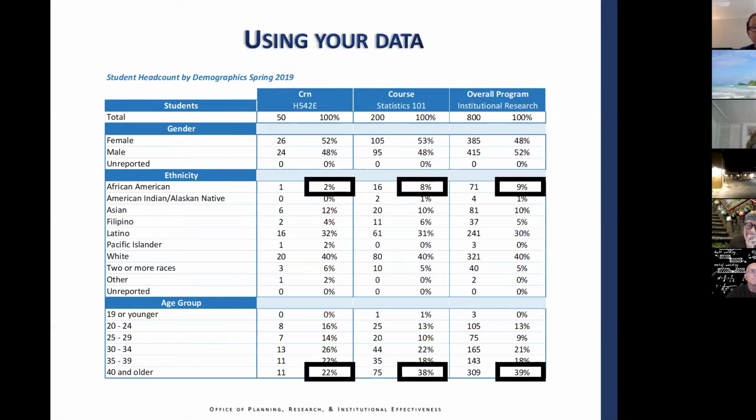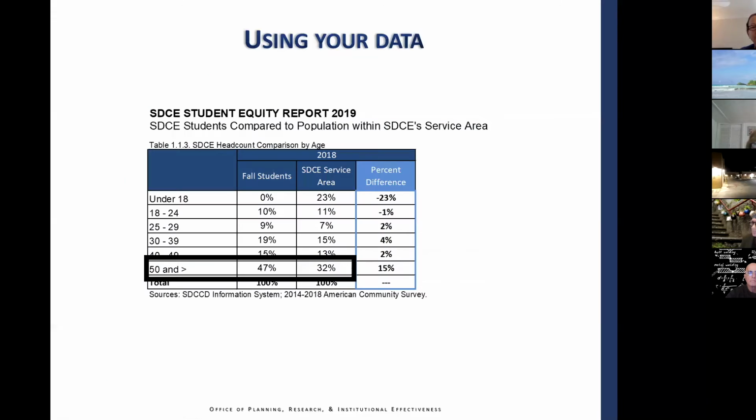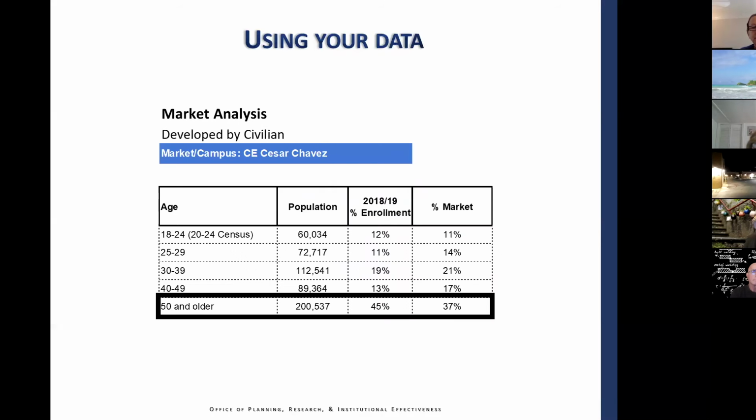I identify African American students, but I also identify 40 and older students. So let's do the same analysis. I'm going to go to the student equity report and look at the numbers. When I look at the numbers, I see that people 50 and older represent 32%. Okay. And when I go to the city data, only for Cesar Chavez, I see that the 50 and older population represents 37%.